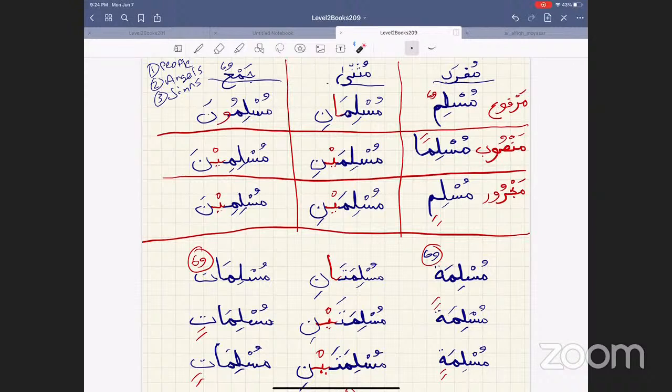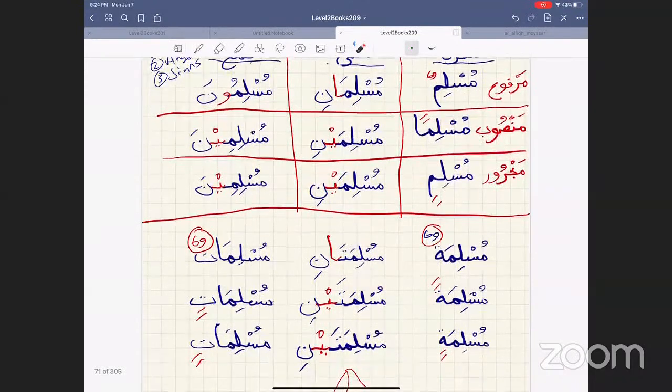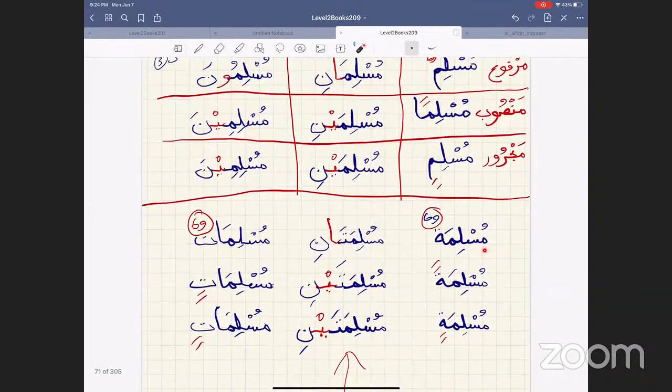And this is all just a review. We should have this in our memory bank from before, inshallah. So we memorized it like this. Muslimun, musliman, muslimin, muslimani, muslimaini, muslimaini, muslimuna, muslimina, muslimina. That is for the masculine chart. Then we did the same for the feminine chart down here. Feminine words. So we say muslimatun.